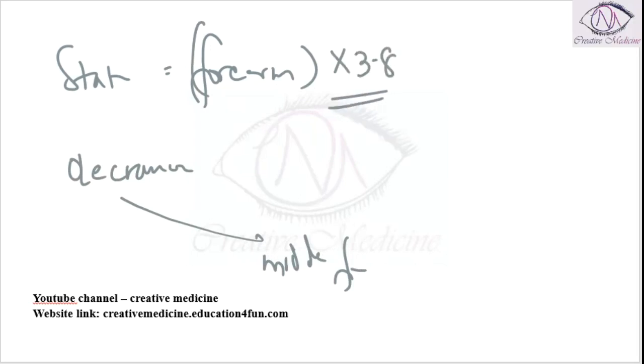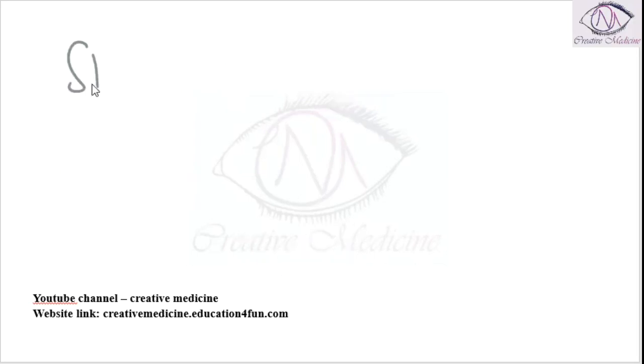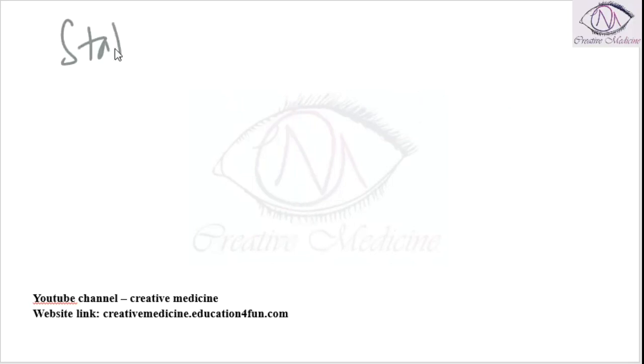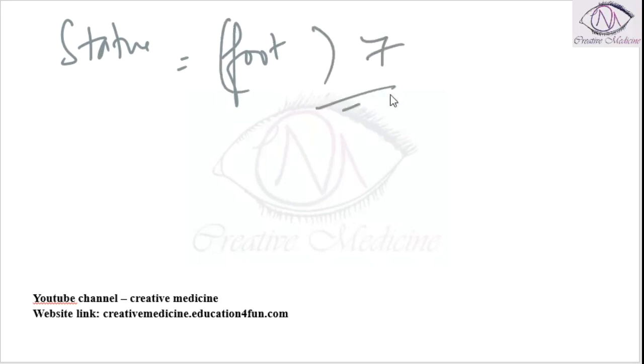If only the upper part of the body is available, then the distance between the vertex or bregma to the pubic symphysis multiplied by 2 is stature. If only the foot length is available, then the maximum foot length multiplied by 7 is stature.